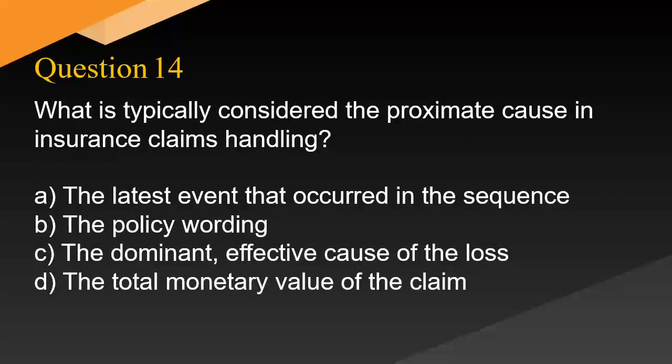What is typically considered the proximate cause in insurance claims handling? A. The latest event that occurred in the sequence. B. The policy wording. C. The dominant effective cause of the loss. D. The total monetary value of the claim.